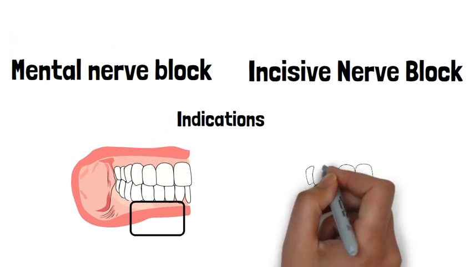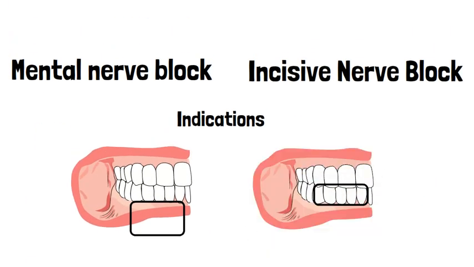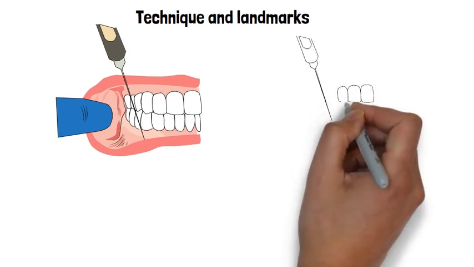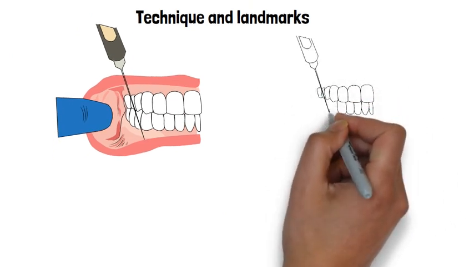Now the incisive nerve block. There are many similarities between mental and incisive nerve block. Incisive nerve block is used for dental procedures anterior to the mental foramen. The technique of incisive nerve block is the same as mental nerve block.